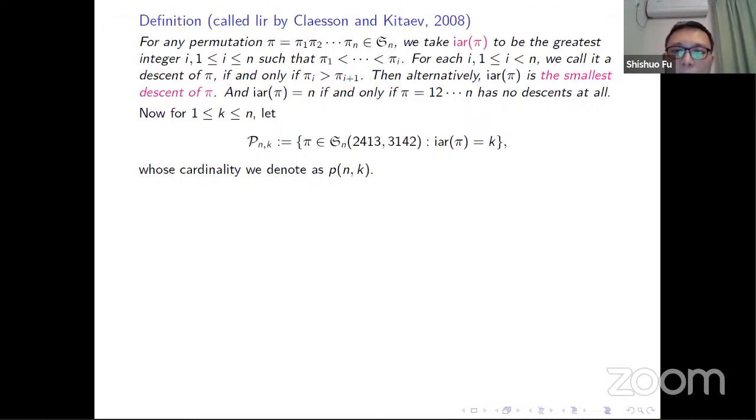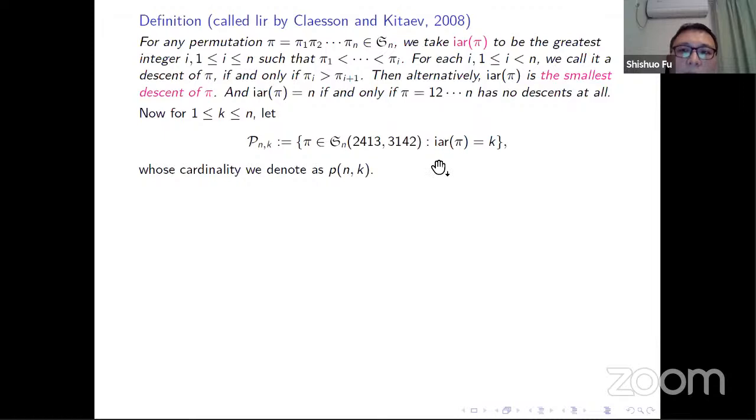And for the identity permutation, namely 1, 2, 3, all the way to n, it doesn't have any descents. The descent number is 0. So in that case, we make the convention that the IAR number is n, the largest one. So alternatively, another way to view this statistic IAR is that it's actually the smallest descent of pi. Remember, because this is the first time you encounter a descent. So when you consider the set-valued statistic, the descent set, that means you collect all the indices of the positions where you have your descent. Then the descent number is the cardinality of the descent set. And IAR is the smallest entry of the descent set.